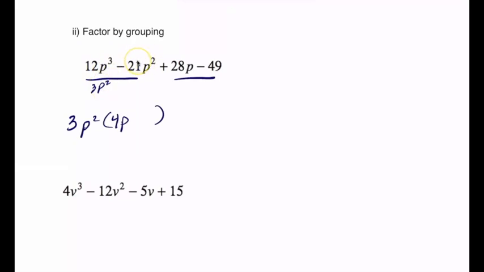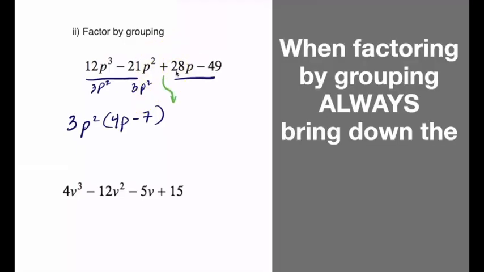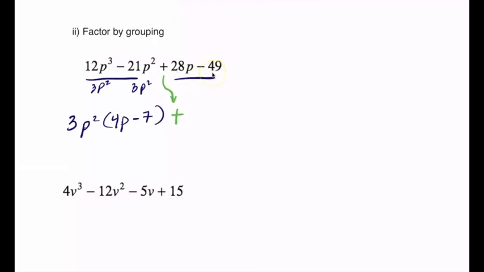Then right here, we divide by 3p squared. 21 divided by 3 is negative 7. Very important to have the negative. And then you got rid of all the p's. Now, when you factor by grouping, very, very important, you bring down the middle sign every single time. Whatever it is, you have to bring it down. Now, these two have a 7 in common. And we're just going to divide all these by 7. 28 divided by 7 is 4p. Negative 49 divided by 7 is 7.